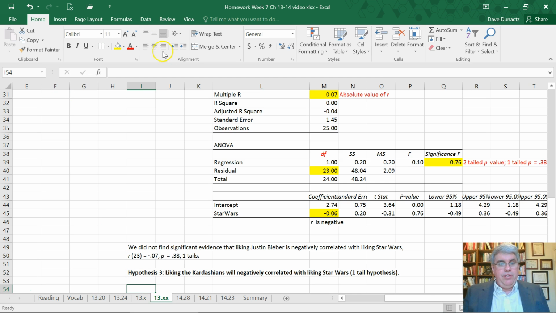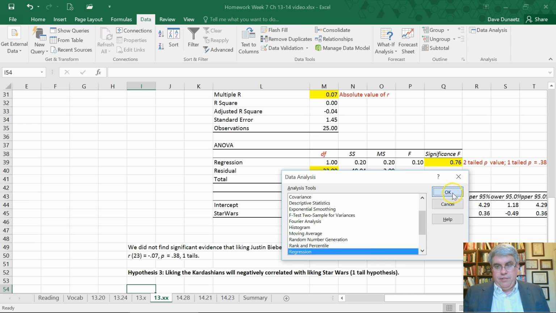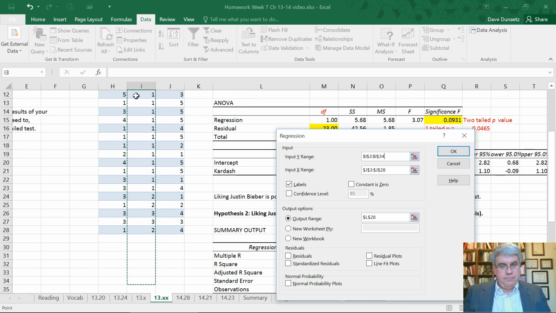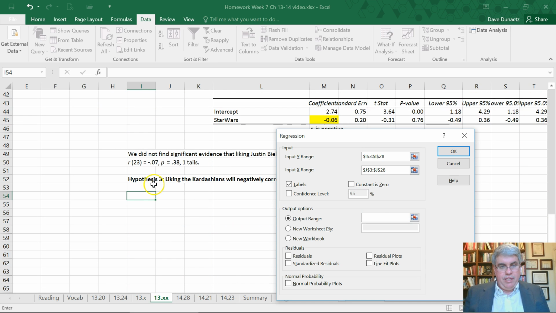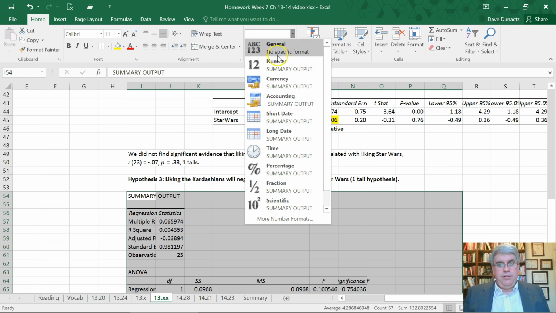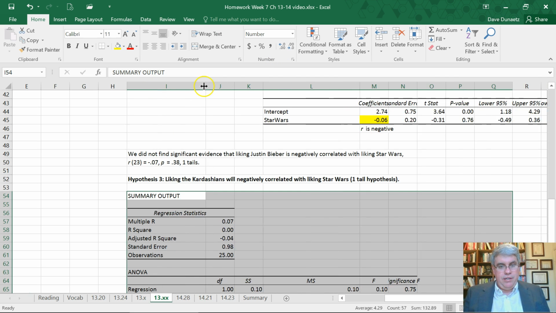So once again, we're going to use our data analysis, regression, and we've got Bieber. So instead of Bieber here, we're going to put the Kardashians, and we already have Star Wars in there. Okay, and then for the output, we need to choose a new place for that. Let's put that way down here, I-54, and press OK. Let's round off the numbers. Okay, so let's make this wider.